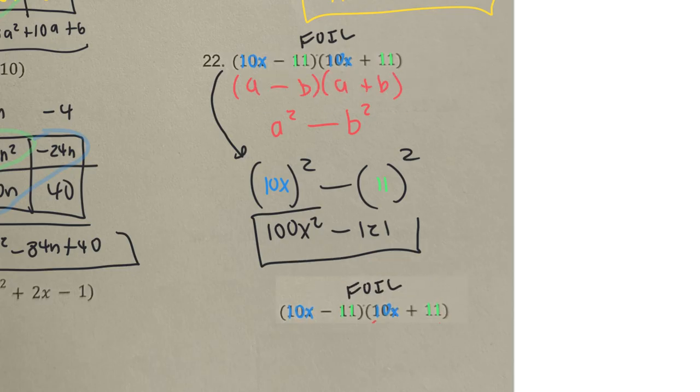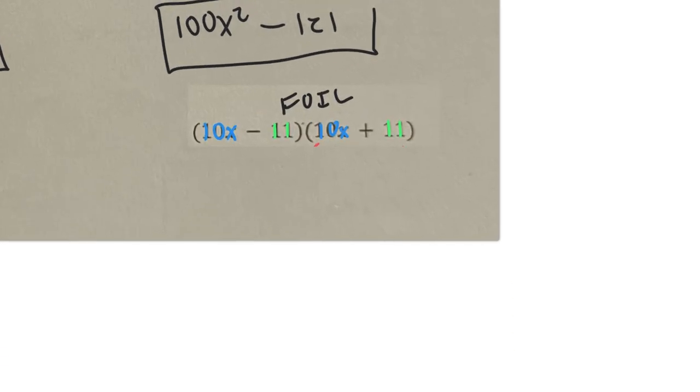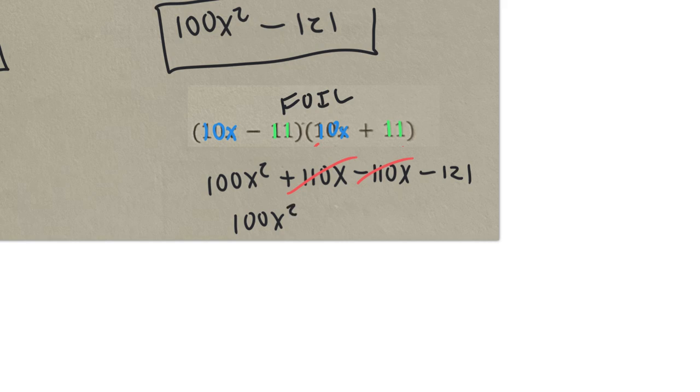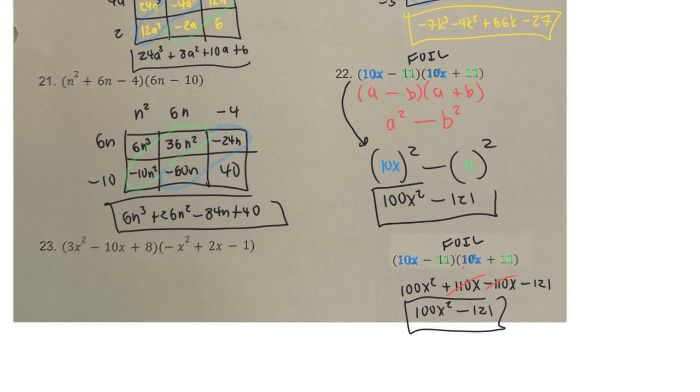I mean, you did write FOIL on it after all. Well, yes, you could have FOILed it. First times first would give you 100x squared. Outer times outer would have given us negative 110x or positive 110x. Inner times inner would be negative 110x. Last times last would be minus 121. These would have canceled, which by the way will always happen when you have that pattern. And then we have this, which is the same answer.